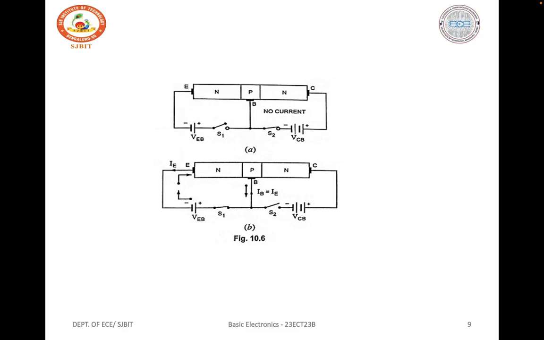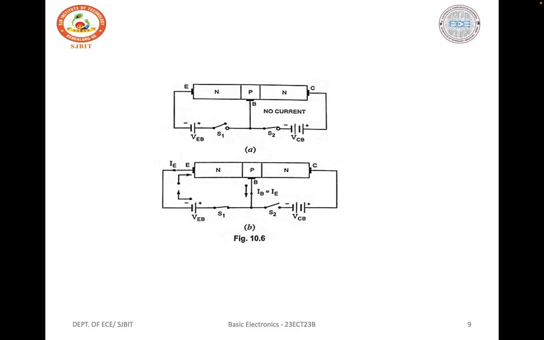Therefore, as discussed, almost all of IE crosses to the collector and only a small portion flows out of the base terminal. So 96% to 99.5% of IE flows across the collector base junction to become the collector current. That is, IC is equal to alpha DC times IE. Here alpha DC is the emitter to collector current gain, denoted as the ratio of collector current to emitter current. So from the equation, alpha DC is equal to IC by IE. Numerically, alpha DC will be around 0.96 to 0.995.